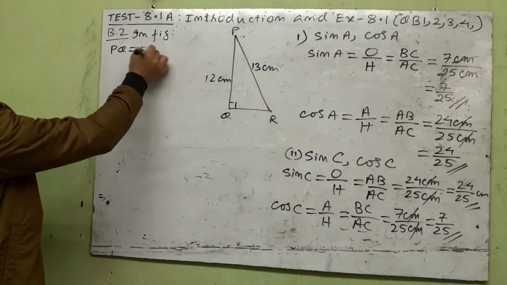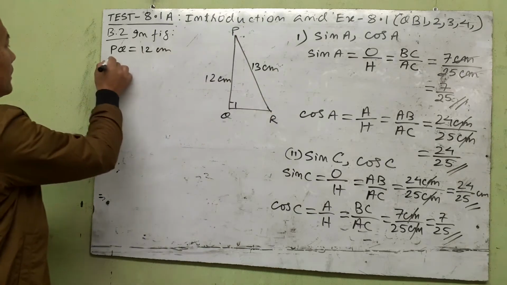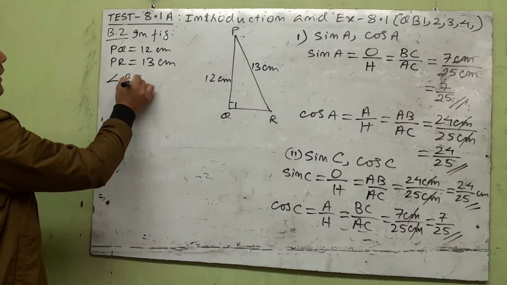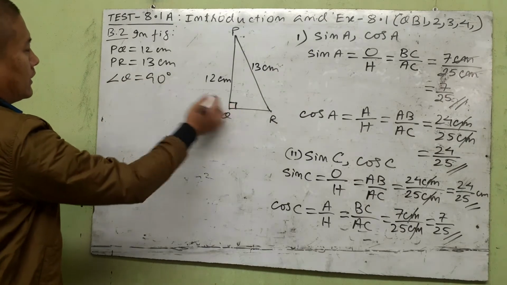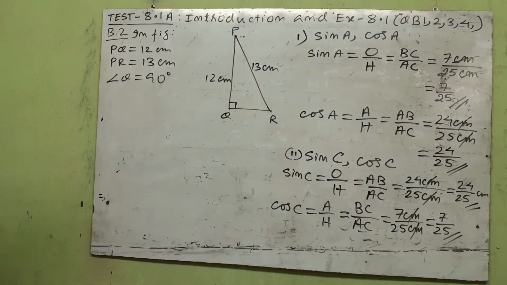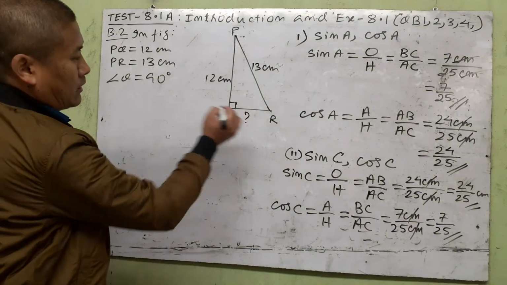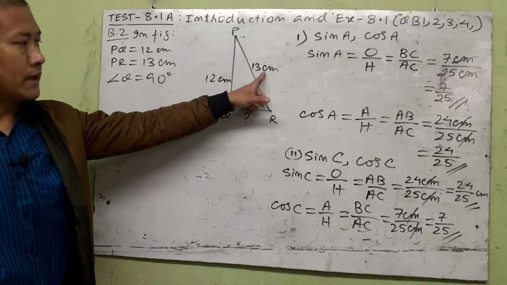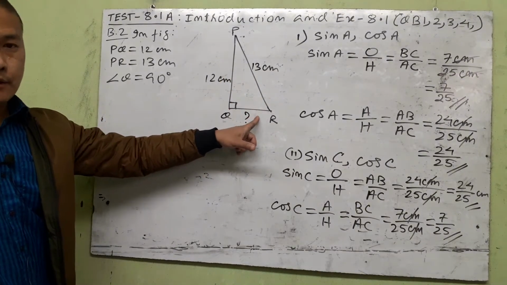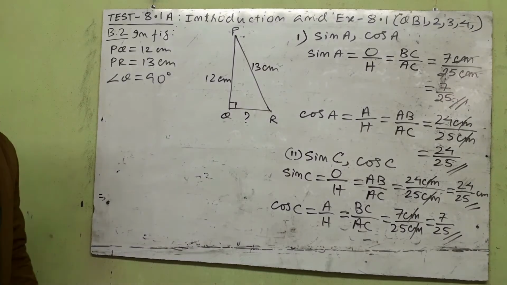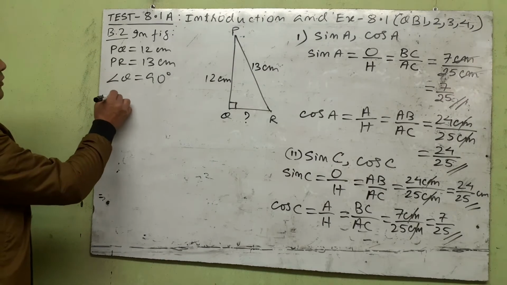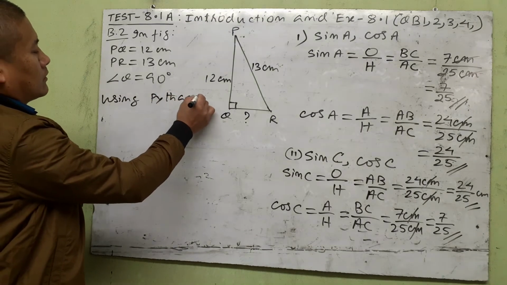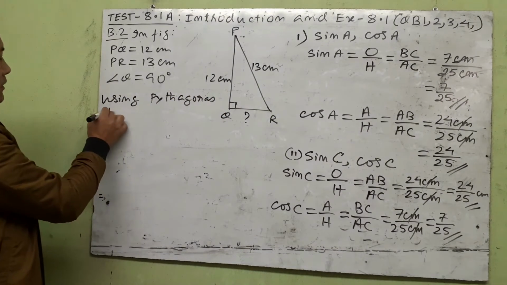PQ equal to 12 centimeter. PR, 13 centimeter we're writing. Angle Q is the 90 degree point. As you can see here, this is the 90. So which is unknown? Yes, this one, QR. So as we said just a moment ago, in a right triangle, if you know two sides, but one of the sides is unknown, we can find that unknown side by using, yes, Pythagoras theorem. So let's use that, using Pythagoras theorem.